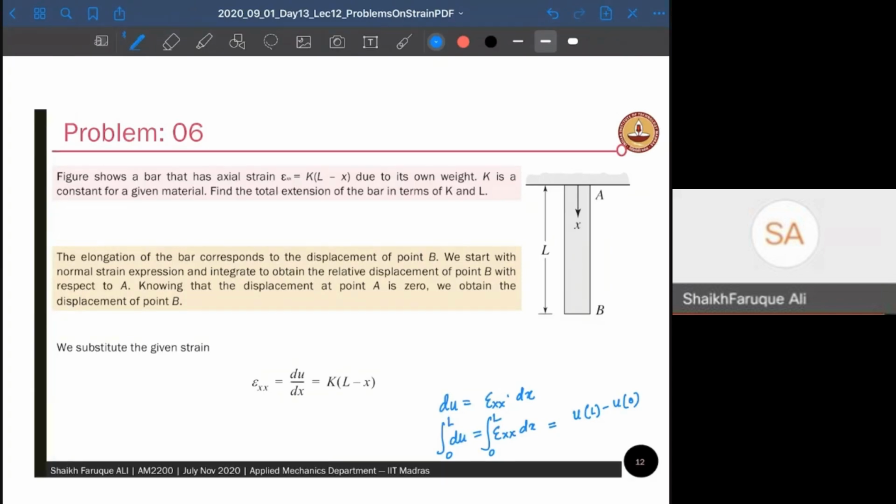And if I need to find deformation at any point, let's say x equal to 3L by 4, then I'll integrate from 0 to 3L by 4 of du, which is the integral from 0 to 3L by 4 of epsilon xx dx. So here I've been asked to find deformation at the free end, the total extension of the bar. So at the free end I have to find deformation, and that will give me the total deformation that the bar has gone through. So I have to integrate between 0 and L.